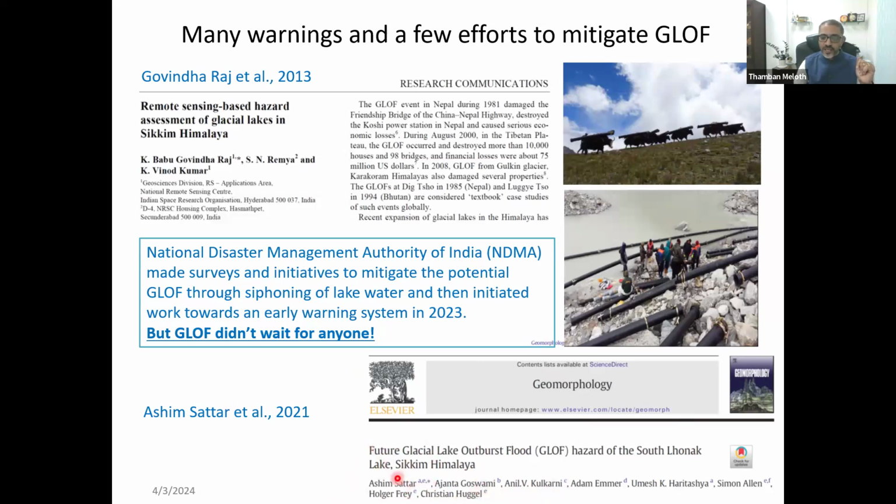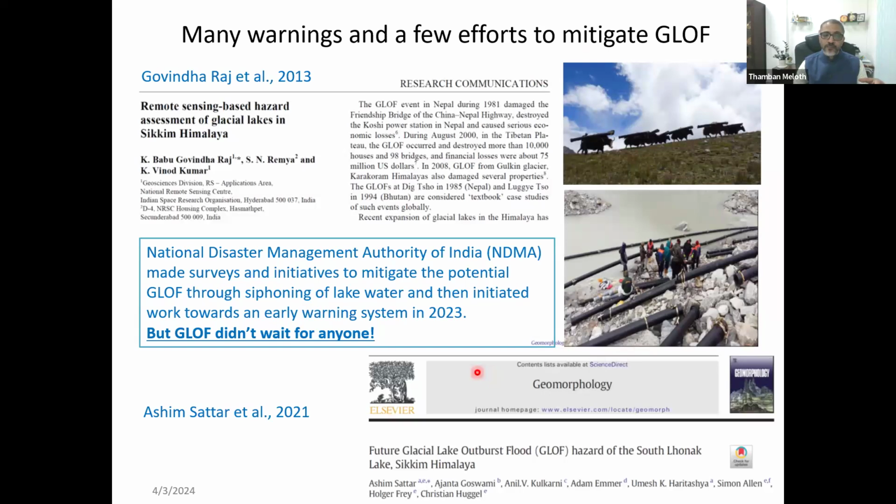Actually, the study very clearly gave very detailed information on how it could be impacting. And even the National Disaster Management Authority of India, what we call NDMA, also made several surveys and initiatives based on these projections, on how to mitigate the potential growth. In fact, we can see in this case several yaks carrying these large pipes. They were trying to siphon out the lake water. They leaked the water in a way that could at least control it.